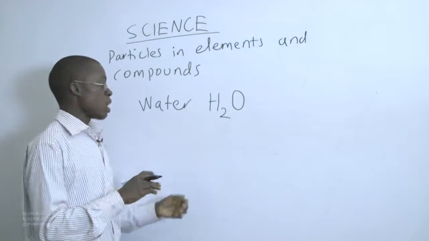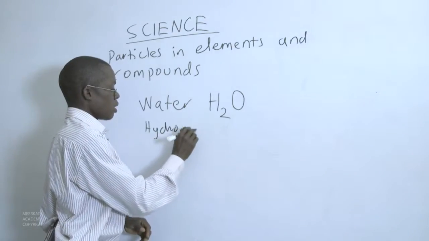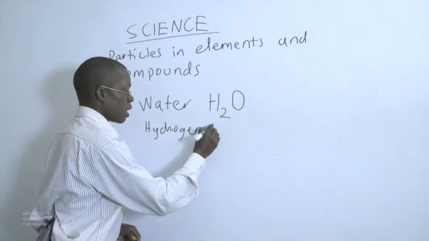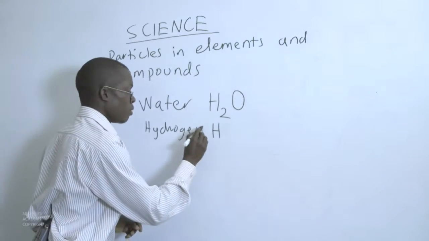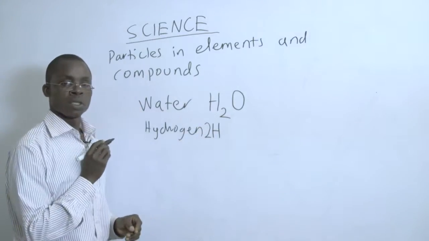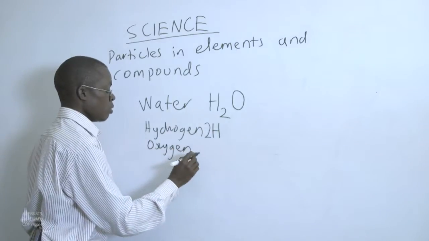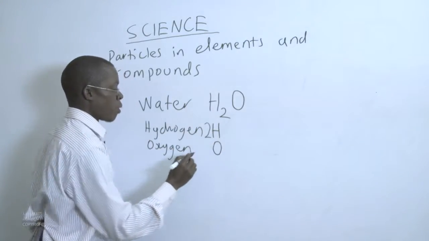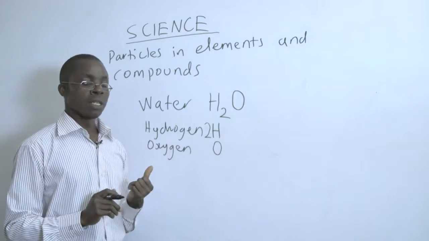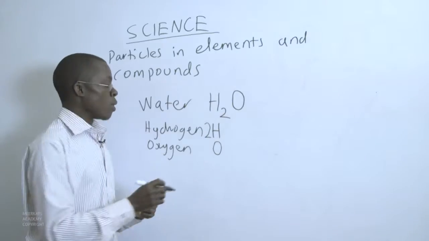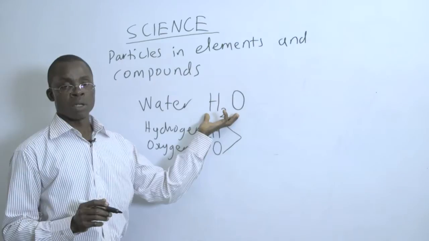And the atoms here are hydrogen, which is written as capital H, and in this formula we have 2 atoms. Then we also have oxygen, which is written as capital O, where we have only 1 atom. Now these 2 atoms of hydrogen and the 1 atom of oxygen, when combined, give us water.